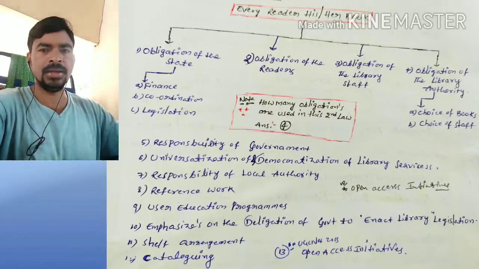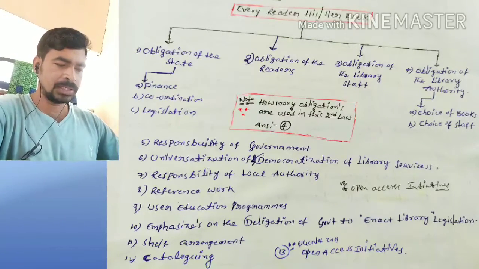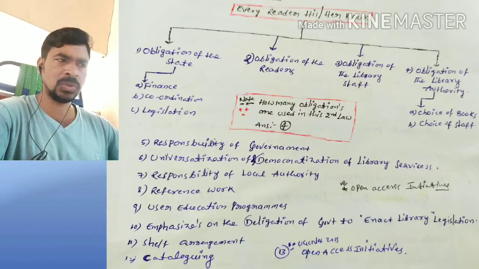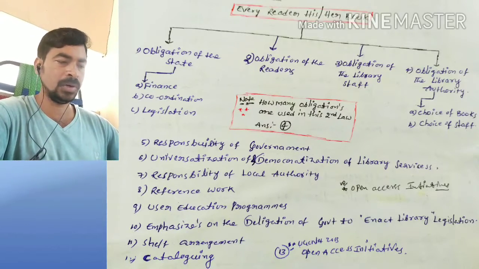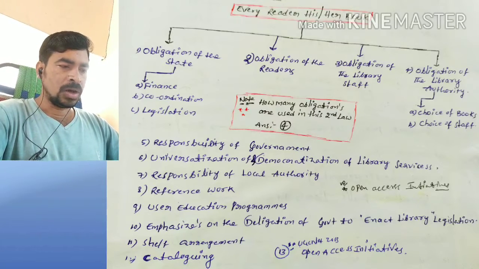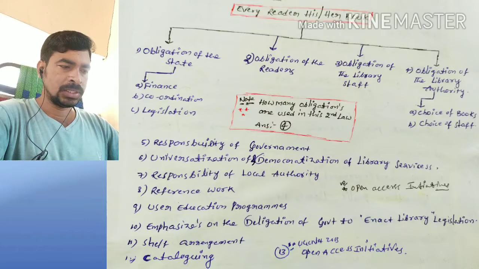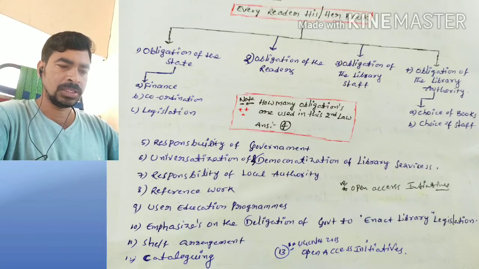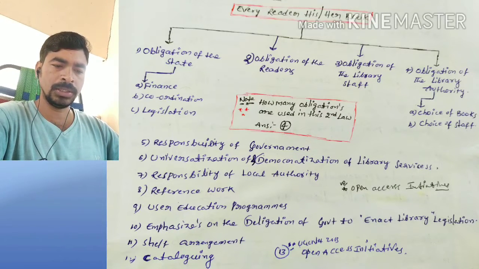Next, second law implications. There are totally 13 implications, very important. In this topic, implications are very important. First one, obligation of the state. Obligation of the state has 3 subtitles: finance, coordination, legislation. Second one, obligation of the readers. Third one, obligation of the library staff. Fourth one, obligation of the library authority.